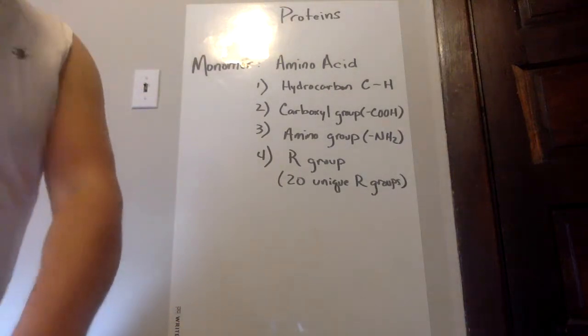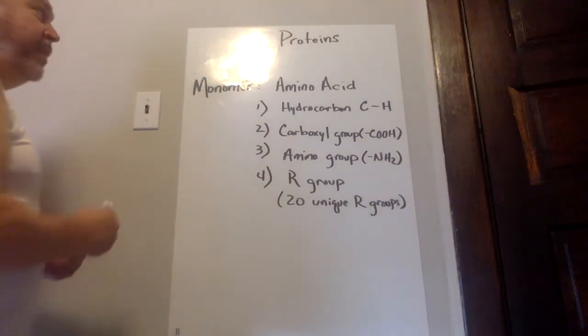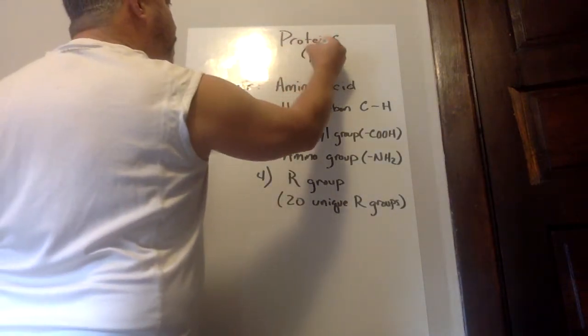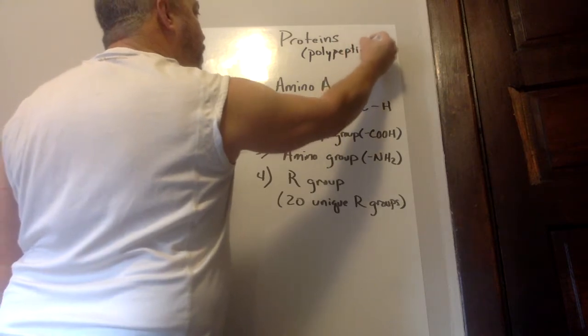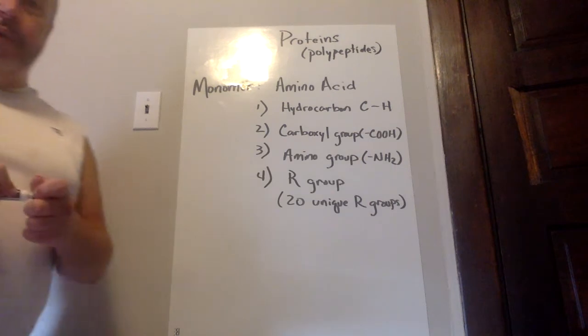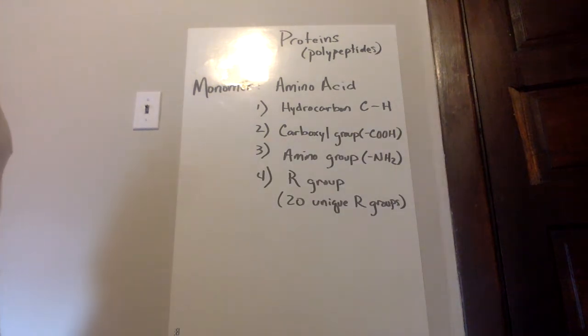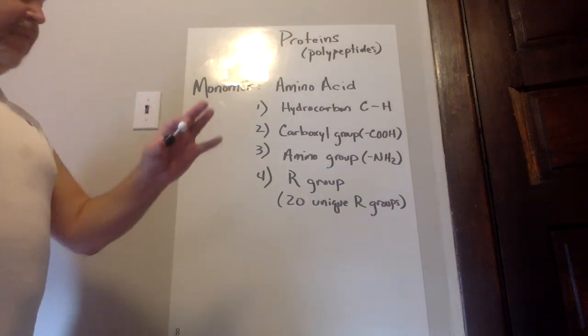So next in our macromolecule list are proteins, or these can also sometimes be called polypeptides. So these two terms are interchangeable. So the monomer of this group is called an amino acid. And an amino acid is going to start off with 4 different parts.